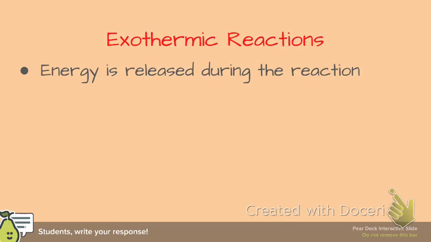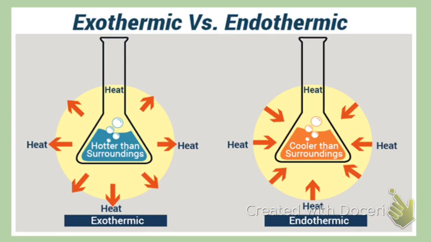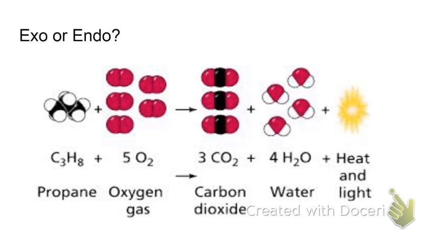Exothermic is the opposite, where energy is released during the reaction. So imagine you have your Erlenmeyer flask with a reaction. Heat is flowing out. If you have your hand out here, you'll feel the heat. And so exothermic reactions we feel as hot. So here are examples. Is this exo or endothermic? What you'll notice is that there's heat on the product side, which means it's an exothermic reaction. That heat is produced.